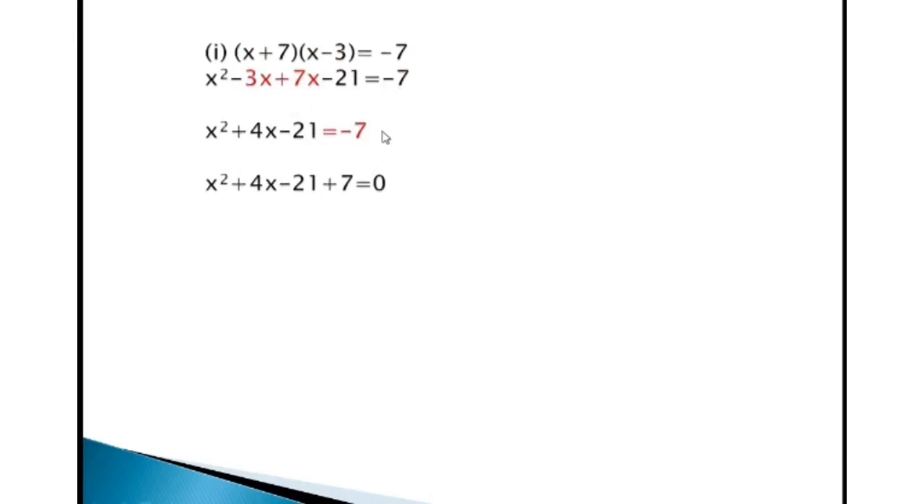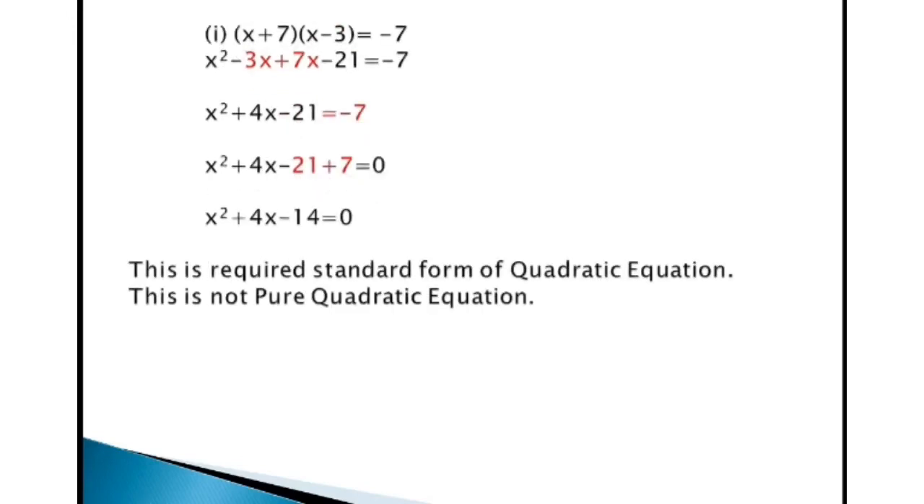here is equal to minus 7, but in the standard form of quadratic equation, the right hand side is equal to 0. So we put minus 7 on the left side. So minus 7 becomes plus 7 on the other side of equal. Now here you can subtract and add minus 21 plus 7 because these are like terms. When we subtract 7 from 21, we get minus 14.